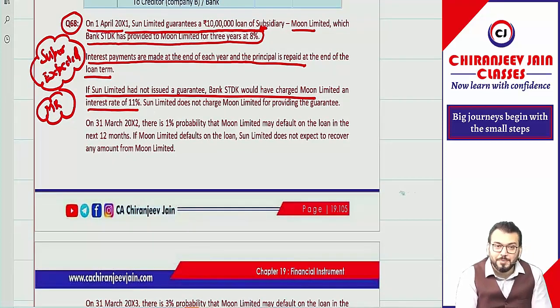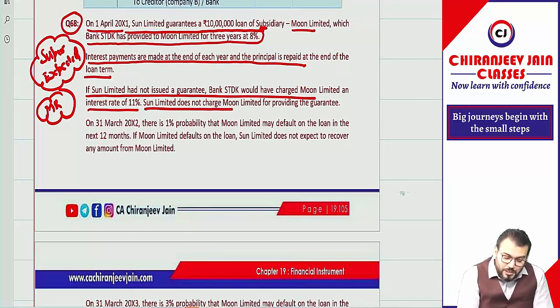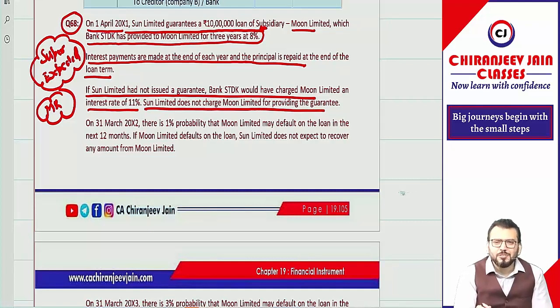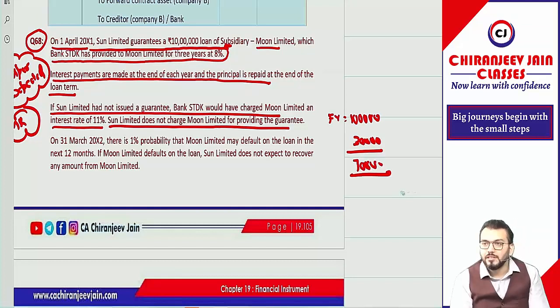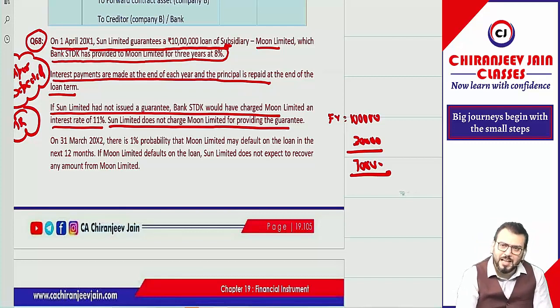To find out the fair value of guarantee. Sun Limited does not charge Moon Limited for providing the guarantee. Suppose they have charged some nominal amount. Suppose the fair value of guarantee is rupees 1 lakh and they have charged 30,000. Then the difference, 1 lakh minus 30,000, 70,000, will become investment. But in exam they will not ask this type of question. I hope you are understanding whatever I am saying. Understood? Remove it.